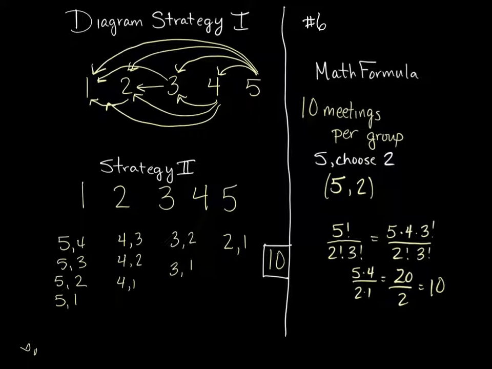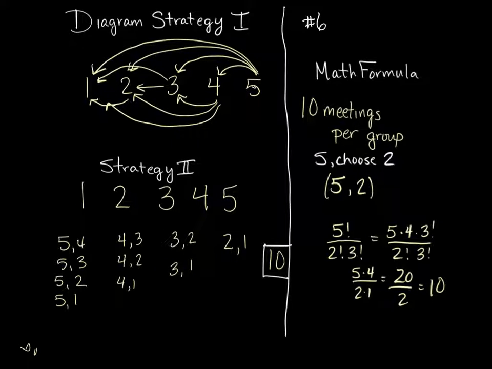This problem is number 6 on the word problem worksheet. It is about Linda's teacher and having students in groups of 5. And the question says that the class is divided into groups of 5 and they have to meet with each member of the group. So all that means is you're setting up meetings between 2 people.